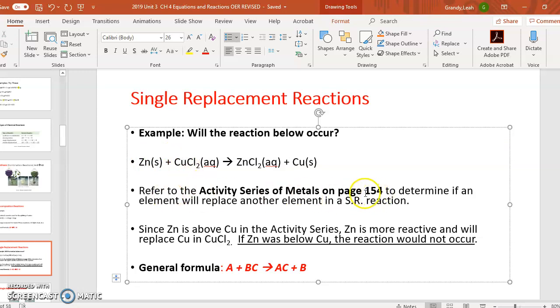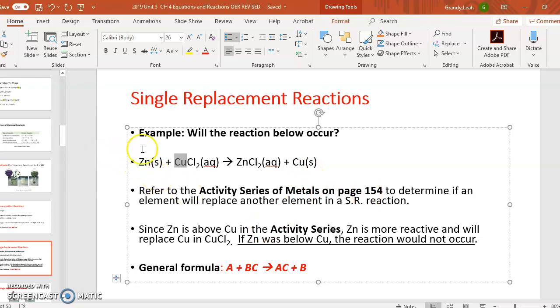And so I go to page 154 here in my OER textbook, in that online textbook, and I look to see where is zinc. If zinc is above copper in what's called the activity series of metals, then zinc will replace copper in the compound right here. But if zinc was below, the reaction would not occur. And when you do look on page 154, you'll see that zinc is in fact higher.